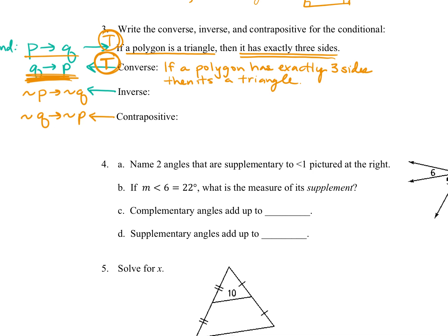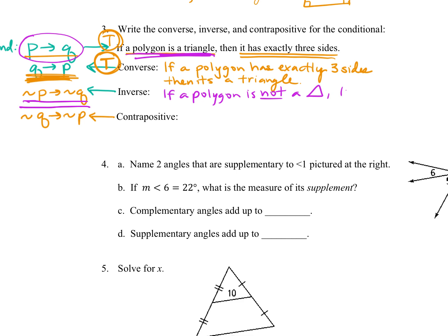Okay, so if not P, then not Q. You need to go back to the original conditional and negate both parts. So how do you write that? If a polygon is not a triangle, this part, right? Negate the first part of the original conditional. If a polygon is not a triangle, then what? Then it doesn't have 3 sides.